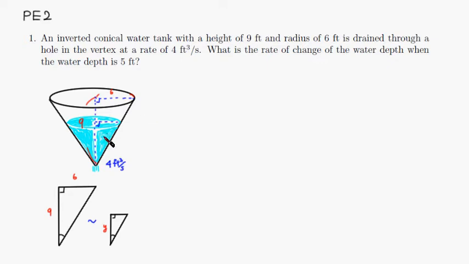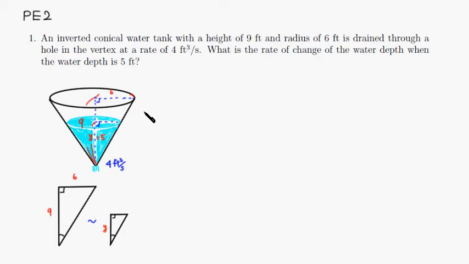Then we want to find the rate of change of the water depth. Let's call that water depth y, because it's a vertical distance, when the water depth is equal to 5. So at this point, it's 5.